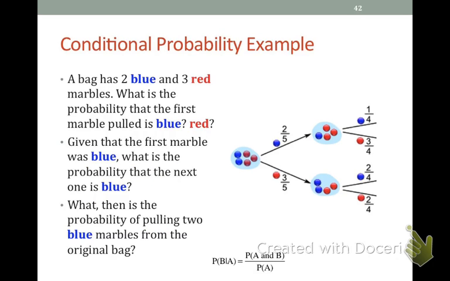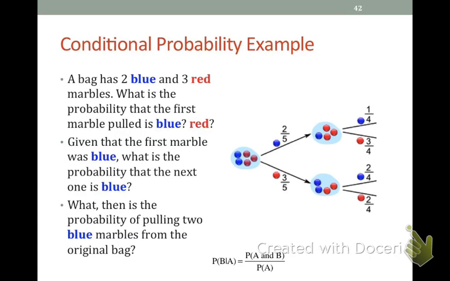Here we go. A bag has 2 blue and 3 red marbles. Is this likely to be a dependent or independent event? Dependent, because we're talking about marbles pulled from a bag. What is the probability the first marble pulled is blue? Manit, what do you think? 2/5, right, because we had 2 blue. Good. What's the probability the first one is going to be red?